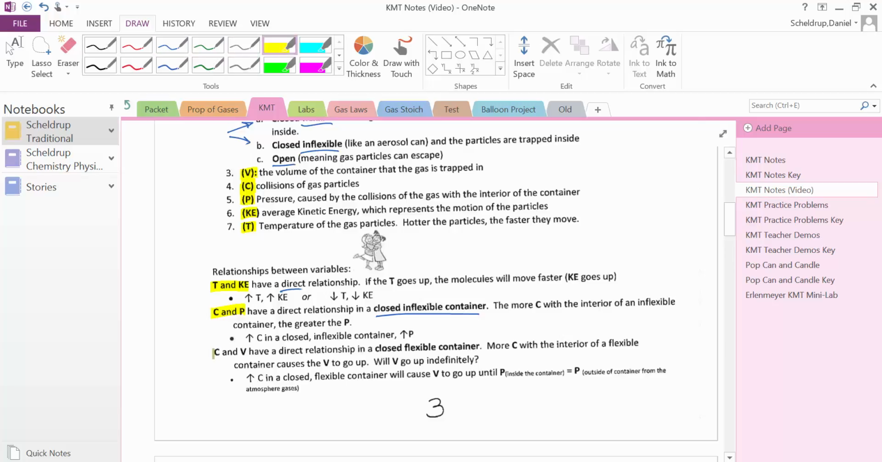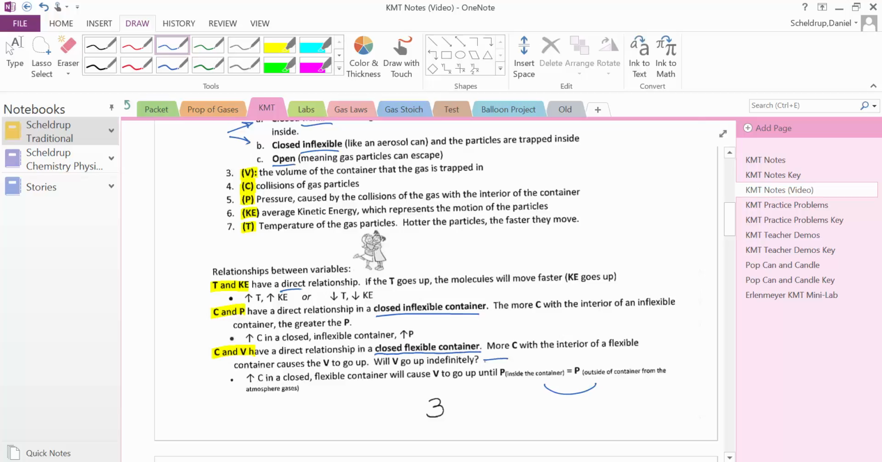Another one that's similar to this is collisions and volume, but now we're talking about a closed flexible container. So if you have something like a balloon, the balloon shape will change depending on how many collisions are occurring because the pressure inside of the balloon always wants to match the pressure that's outside of the balloon. So the balloon will increase in volume so that those pressures maintain the same, or it can decrease in volume.